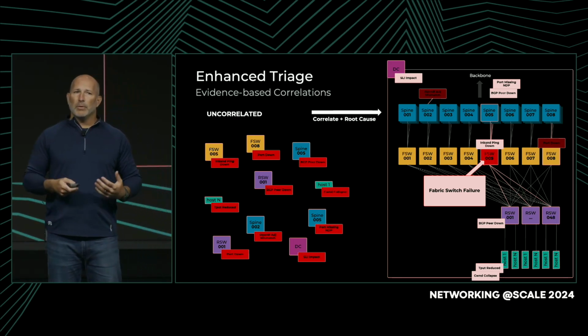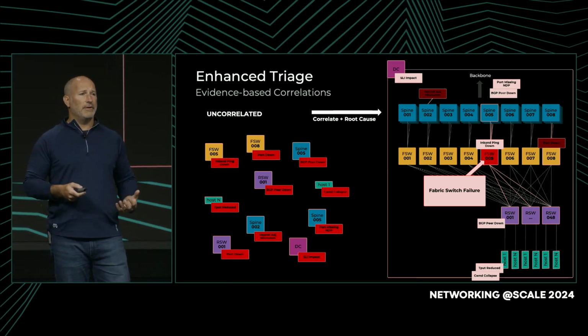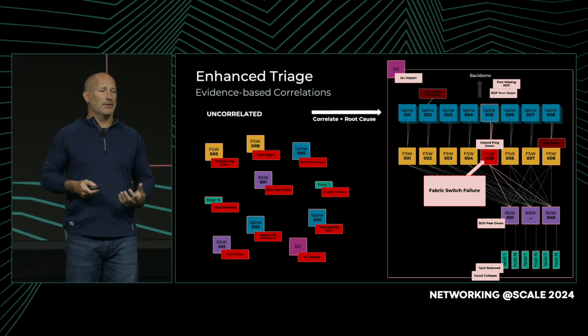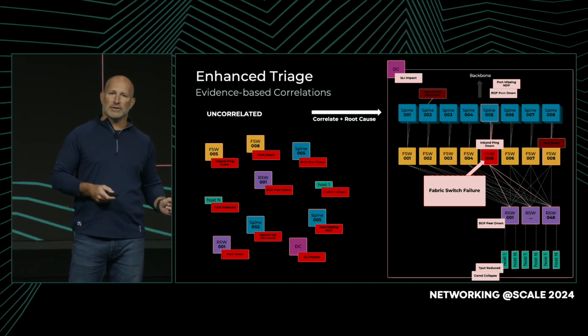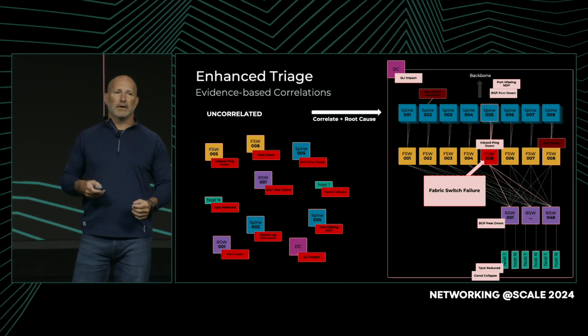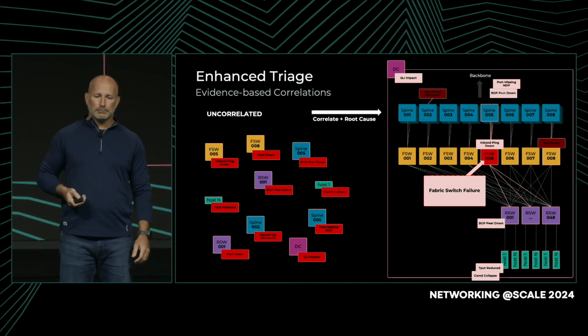Now, the rate at which this is happening in the Meta network is something like 250 to 1. So for every 250 detections, we're getting one root cause. This allows us to maintain very, very high fidelity and granularity on our detections, while also minimizing and reducing the noise that's going downstream in our pipeline to our repair processes.